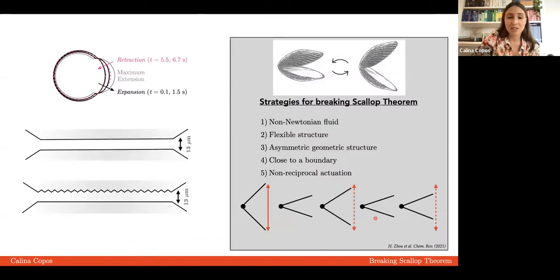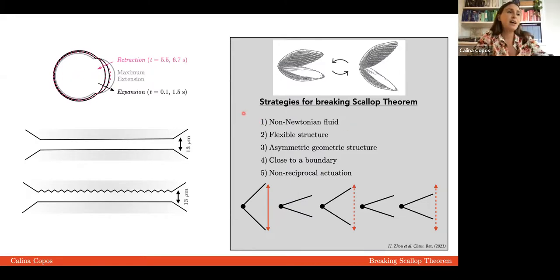That brought us back to the drawing board. So the motion is time reversible. Introducing geometry did not help. Introducing asymmetrical geometry did not help either. So we were kind of just trying to think of all the strategies that you could have for breaking Scallop's theorem. So one thing you could do is you could introduce a non-Newtonian fluid.